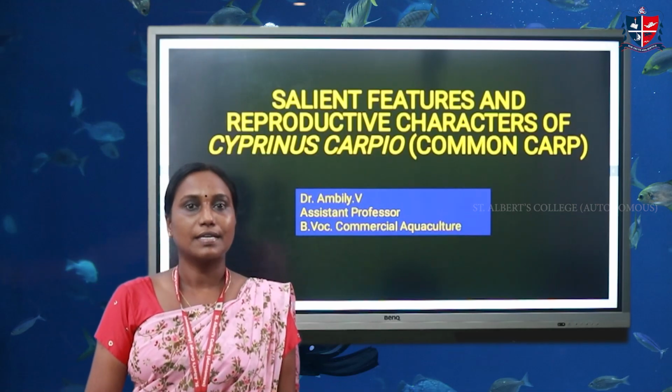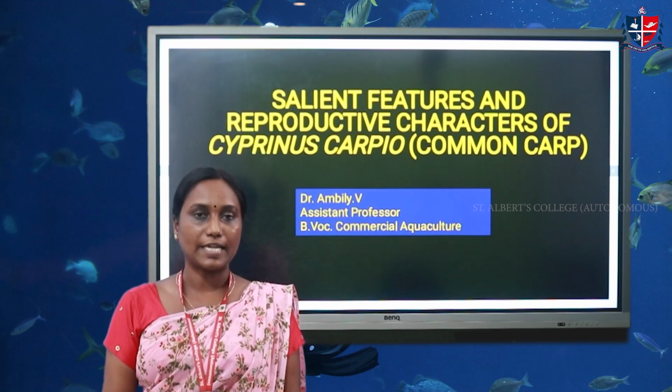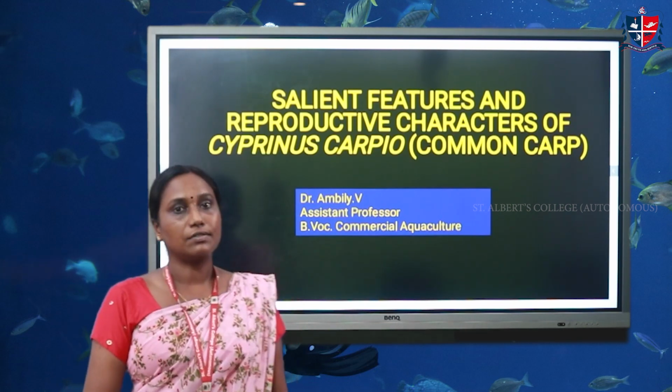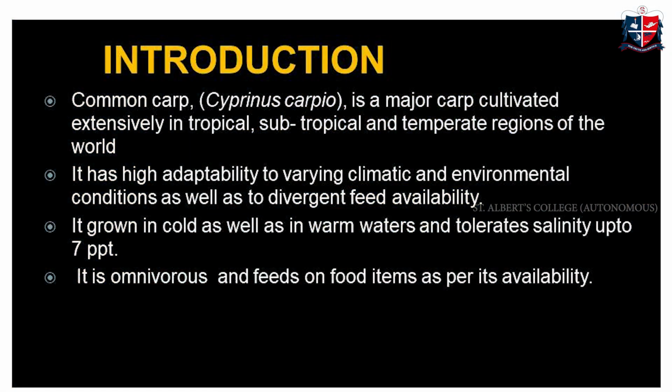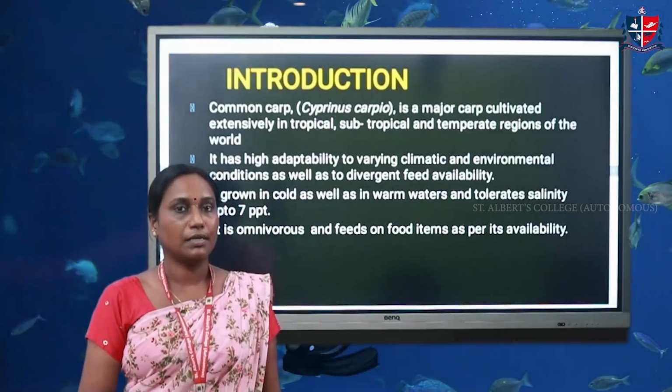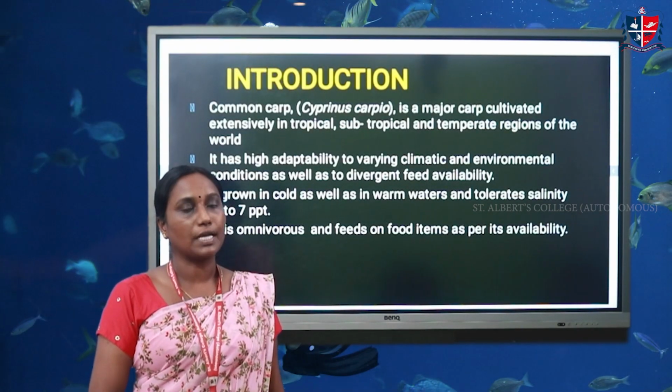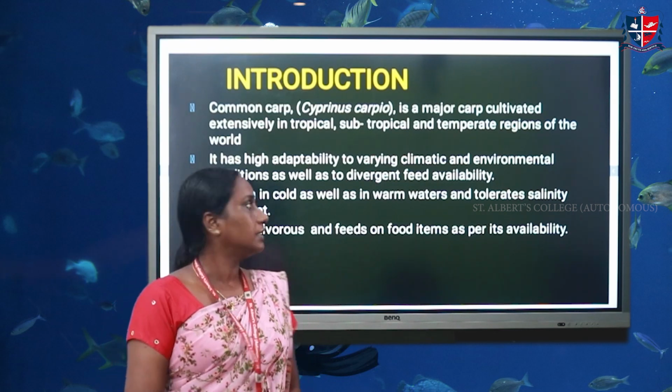My topic is salient features and reproductive characters of Cyprinus carpio. It is otherwise known as common carp. Firstly, introduction. Cyprinus carpio is a common major carp. It is cultivated extensively in tropical, subtropical, and temperate regions of the world.